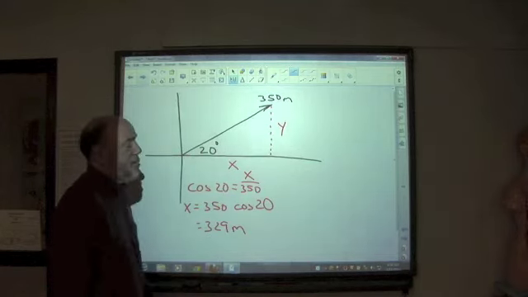We can then look at the y part of this. This is opposite over hypotenuse, and that's sine. So the sine of 20 is y over 350. Again, multiplying, y is 350 sine of 20, and that comes out to be 120 meters. So if we go 350 meters at a 20-degree angle, we will go 329 meters in the x direction and 120 meters in the y direction.